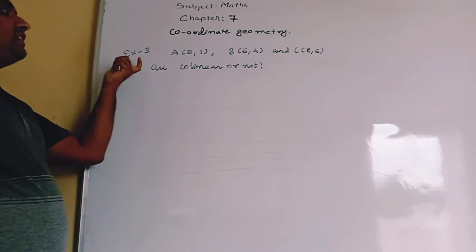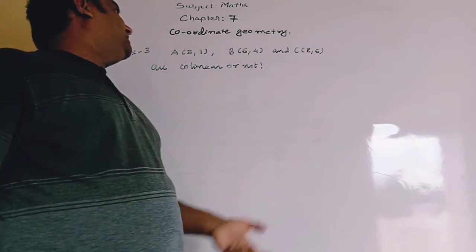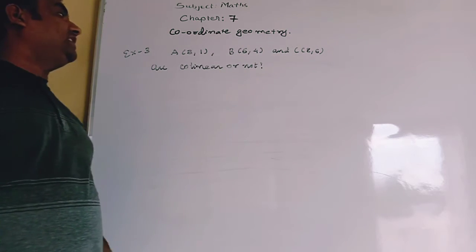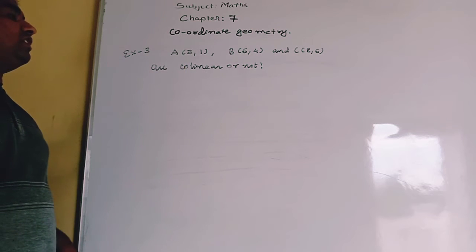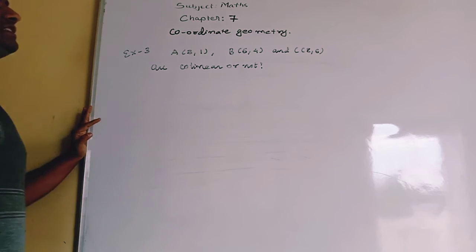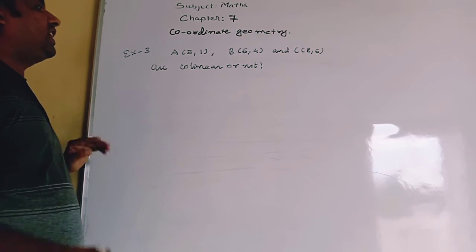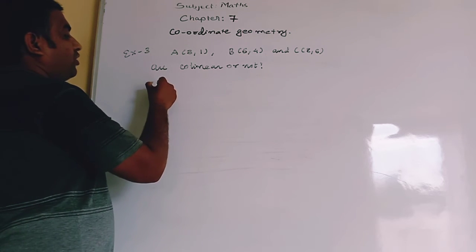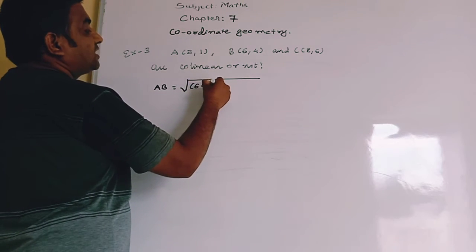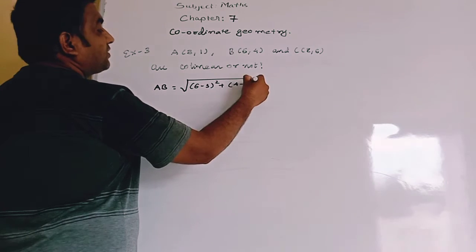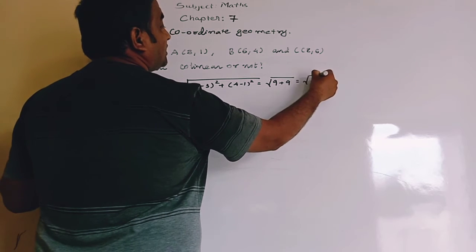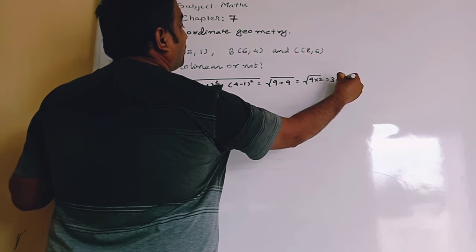We are given example 3: A(3,1), B(6,4) and C(8,6), are they collinear or not? So we will find out AB, BC and AC, and if the smaller distances' addition equals the larger distance, then we can say that it is collinear, otherwise they are non-collinear. So 3 distances we find out. First we find out AB. AB distance will be (6 - 3)² plus (4 - 1)². So it is 3 square 9 plus 9. It is 9 into 2, and so it is 3 root 2.